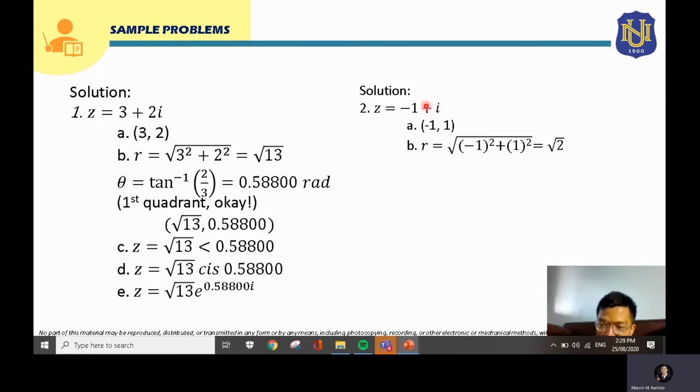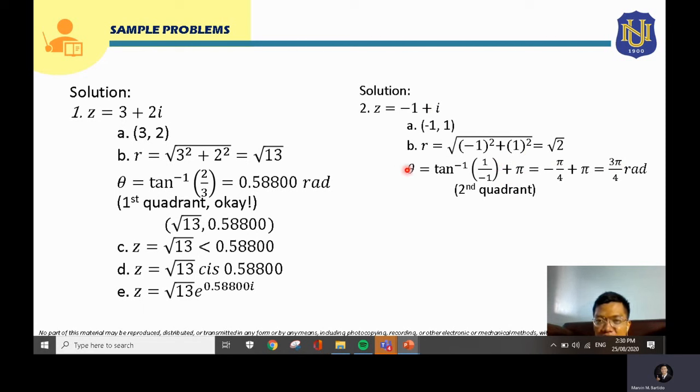Since this is located in the second quadrant, as we have discussed earlier in the arguments of complex numbers, if it is located in the second quadrant, your theta will be added by pi. Since your theta will be equal to arctangent of y over x, and your y is positive 1 and your x is negative 1, the value that will be produced here is negative. That's why we're going to add pi to solve for the theta. So this will become negative pi over 4 plus pi, and that will give you 3 pi over 4. The unit for this is radian. So this will be the r and theta. Our polar coordinates therefore will be square root of 2 and 3 pi over 4.